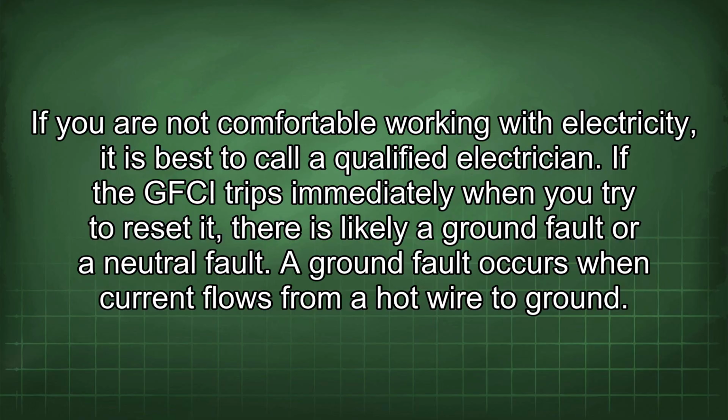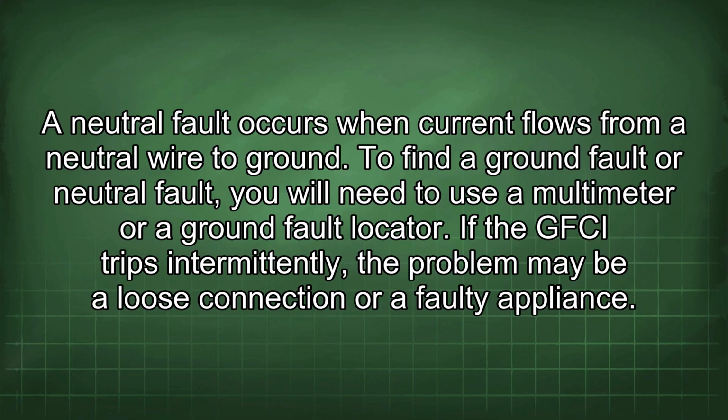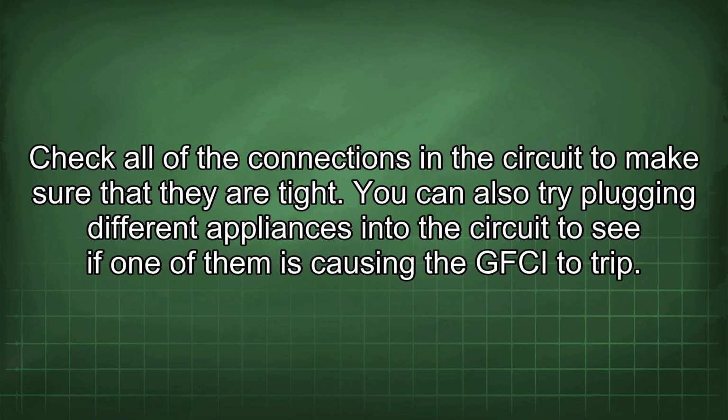If the GFCI trips immediately when you try to reset it, there is likely a ground fault or a neutral fault. A ground fault occurs when current flows from a hot wire to ground. A neutral fault occurs when current flows from a neutral wire to ground. To find a ground fault or neutral fault, you will need to use a multimeter or a ground fault locator. If the GFCI trips intermittently, the problem may be a loose connection or a faulty appliance. Check all of the connections in the circuit to make sure that they're tight.